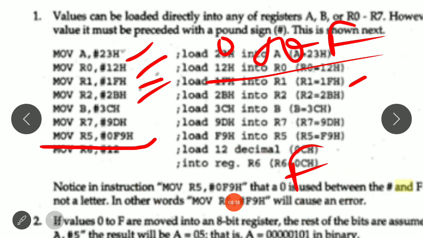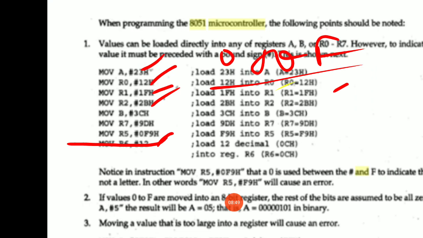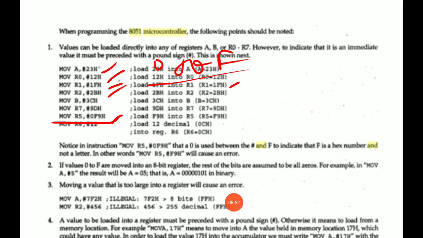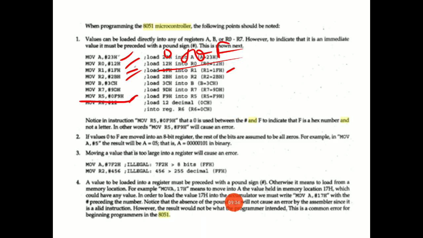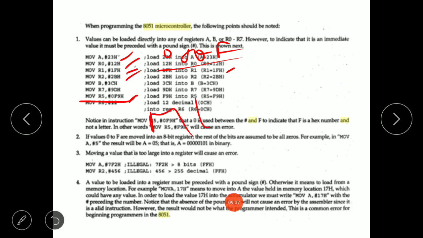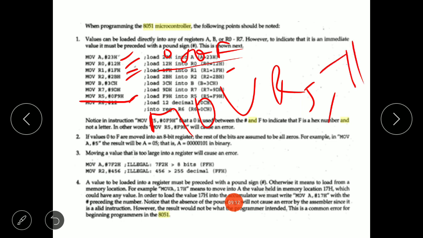As you can see here also, in the instruction MOV R5 comma hash 0F9H, 0 is used between hash and F9, which represents that F is a hexadecimal number and not a letter. In other words, if you are simply writing MOV R5 comma hash F9H, it will create an error. The microprocessor is not going to understand this instruction.